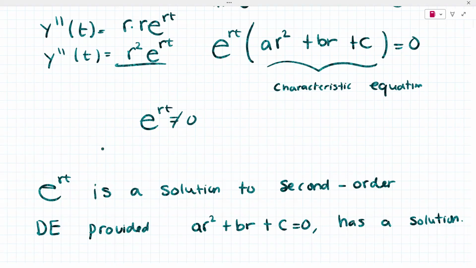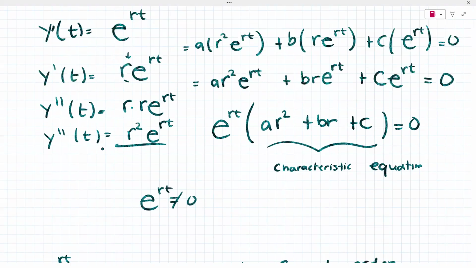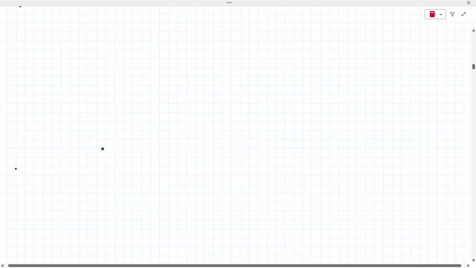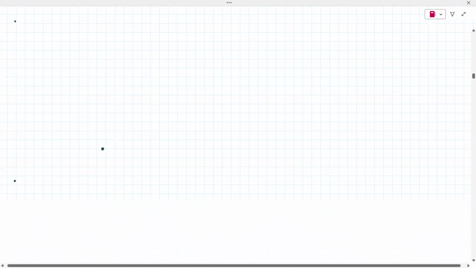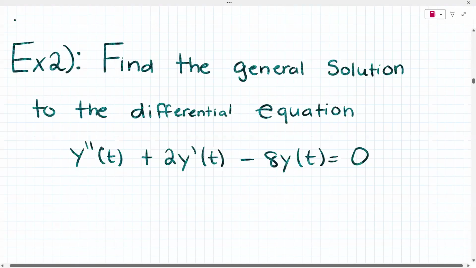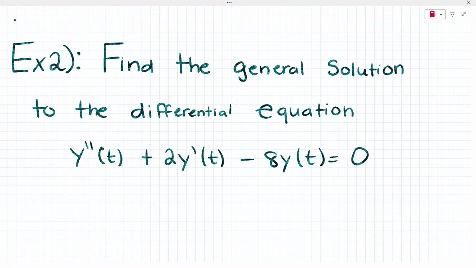Okay, so that was just a simple proof. Now let's do actual problems. So let's start with example 2. It says find the general solution to the differential equation y double prime of t plus 2y prime of t minus 8y of t equals 0.